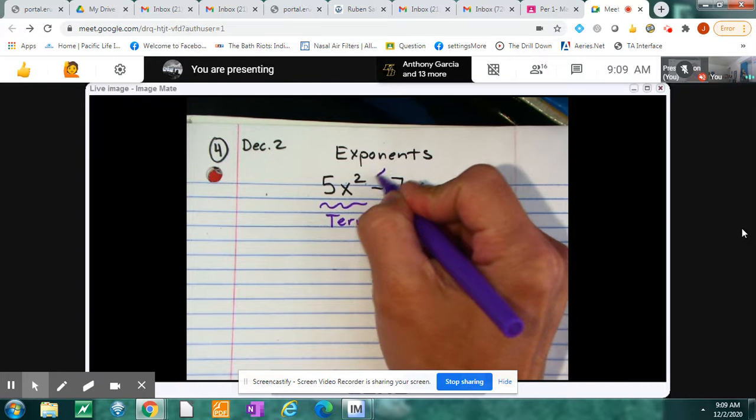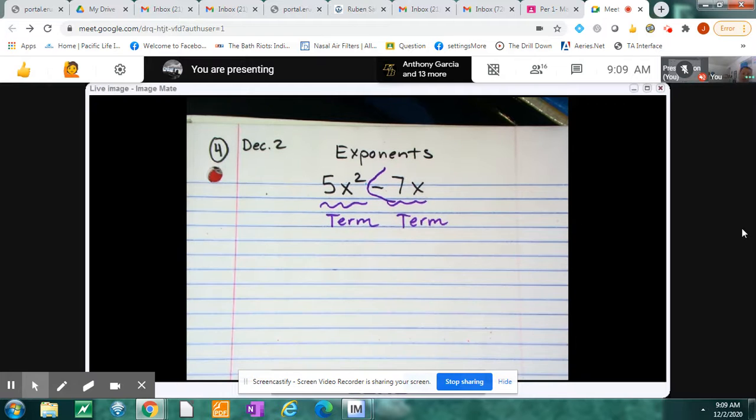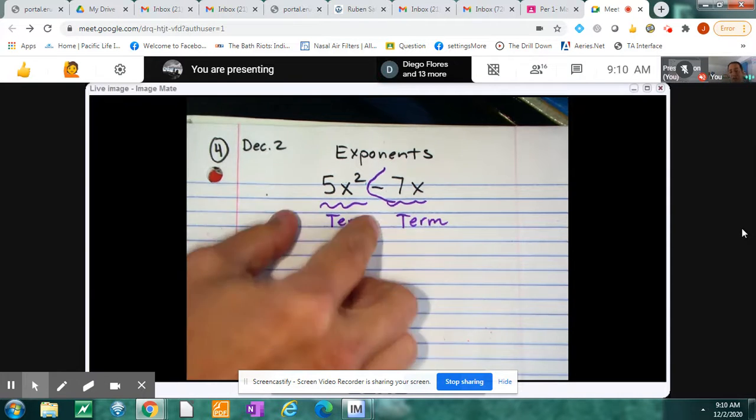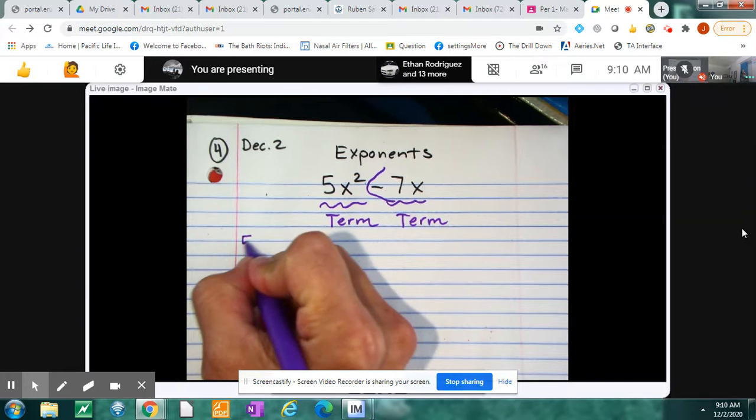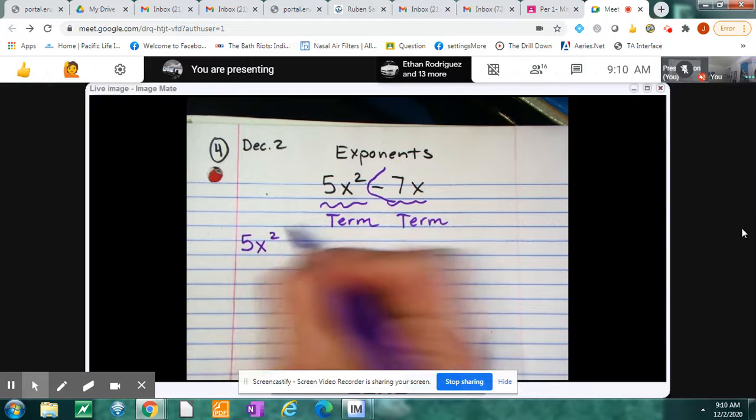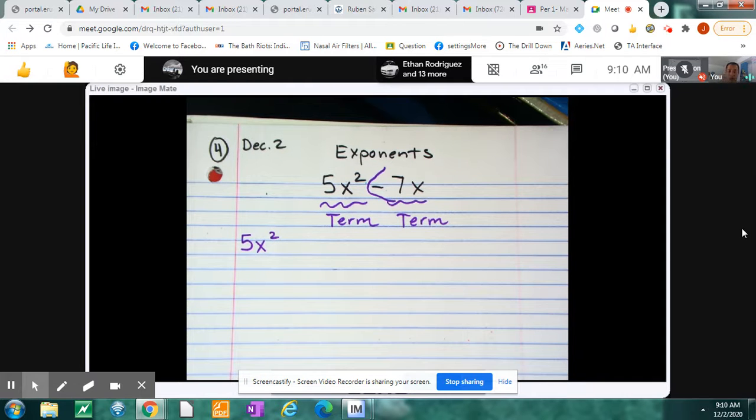Remember, this one has the minus 7x. Basically, you're talking about the whole thing, however it's broken down into terms. The whole thing is called an expression. So what we're going to be dealing with is the 5x squared. We're going to break it down.